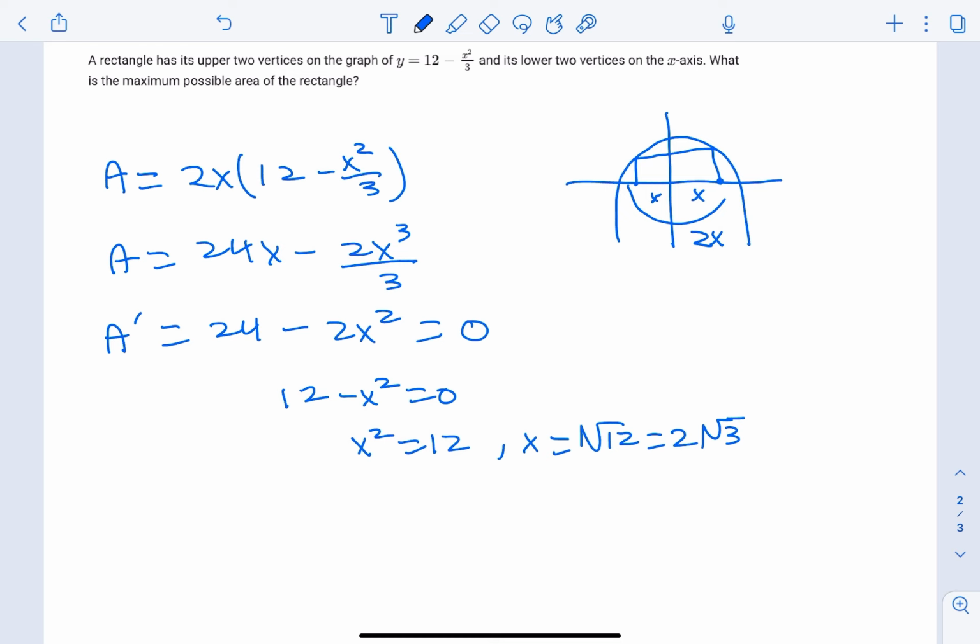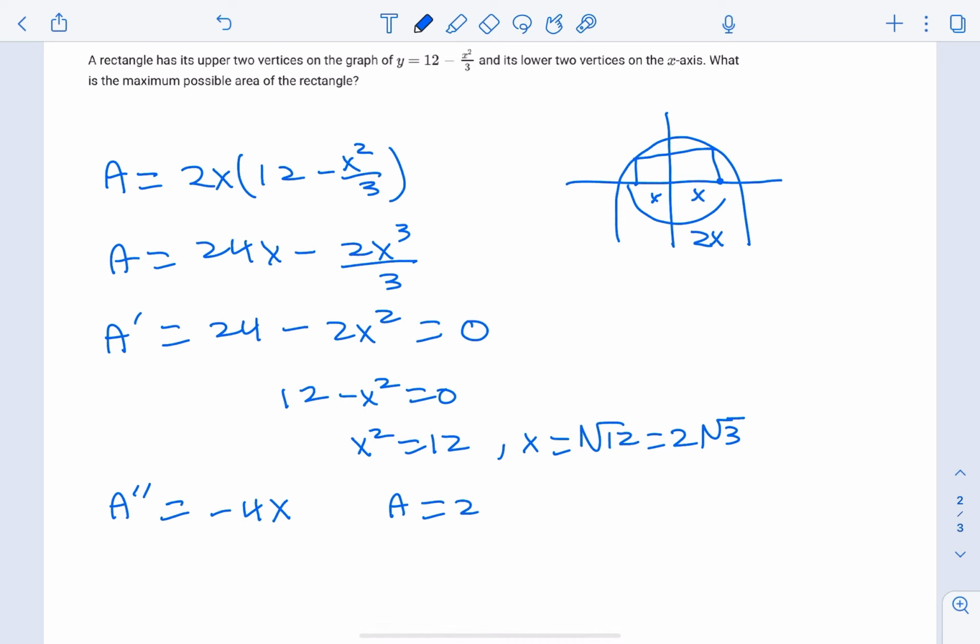To do that, we have to take the second derivative of the area function. So that's going to be A double prime. We can just take the derivative of the first derivative to get the second derivative. So it's going to be the derivative of 24 minus 2x squared, which is, the derivative of 24 is 0, and then the derivative of negative 2x squared is negative 4x. And if we plug 2 root 3 into this, we'll see that it is negative, so it is in fact an absolute maximum. So from there, we can just plug 2 root 3 into the area function.